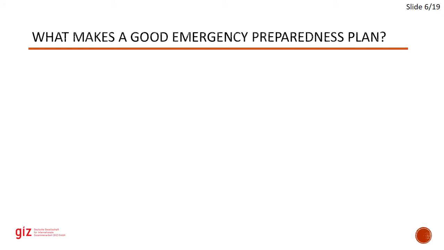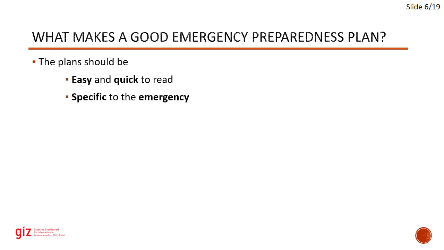So what makes a good emergency preparedness plan? The plans should be easy and quick to read. They should be specific to the emergency. Different emergencies will require different instructions. For example, a client getting lost and a client having a heart attack. Those are two very different emergencies, so the instructions should be different too. However, often plans will be quite similar.